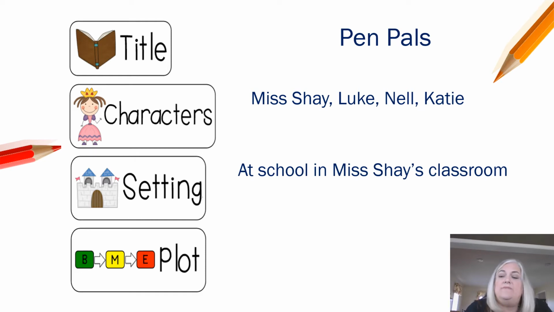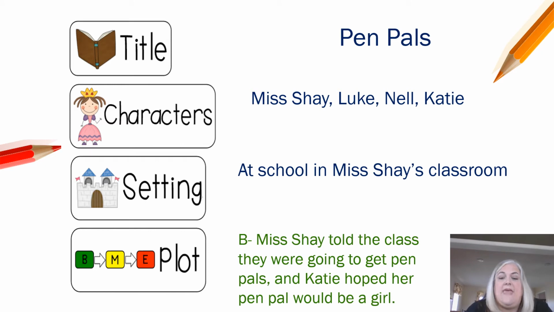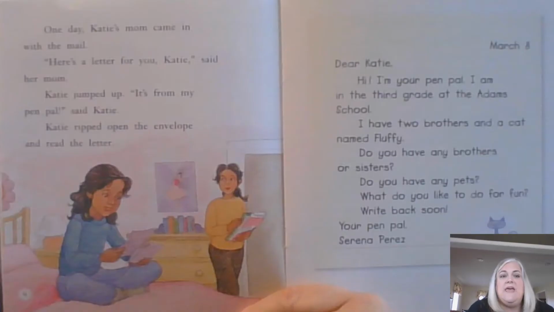And here we have the plot, the beginning, middle, and end. And that was just the beginning. So if you wanted to paraphrase or summarize the beginning, you just tell the main events that happened. And we said Miss Shea told the class they were going to get pen pals. And Katie hoped her pen pal would be a girl. Now let's continue to read.